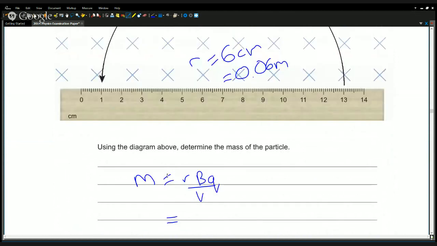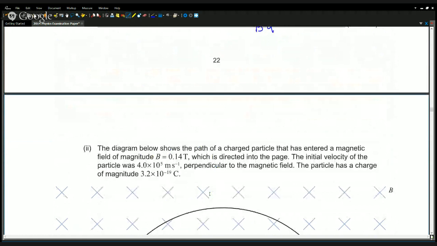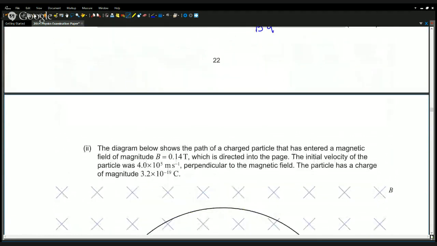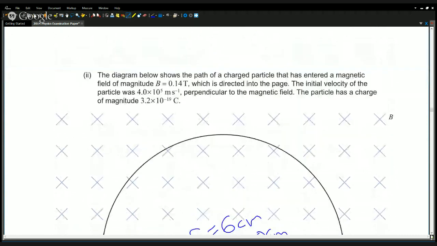Okay, so we got 0.06. Okay, Tesla 0.14. Keep running these as little sixes. I'm gonna fix that. Times by charge, what was it? 3.2 e negative 19, and 4 times 10 to the 5.